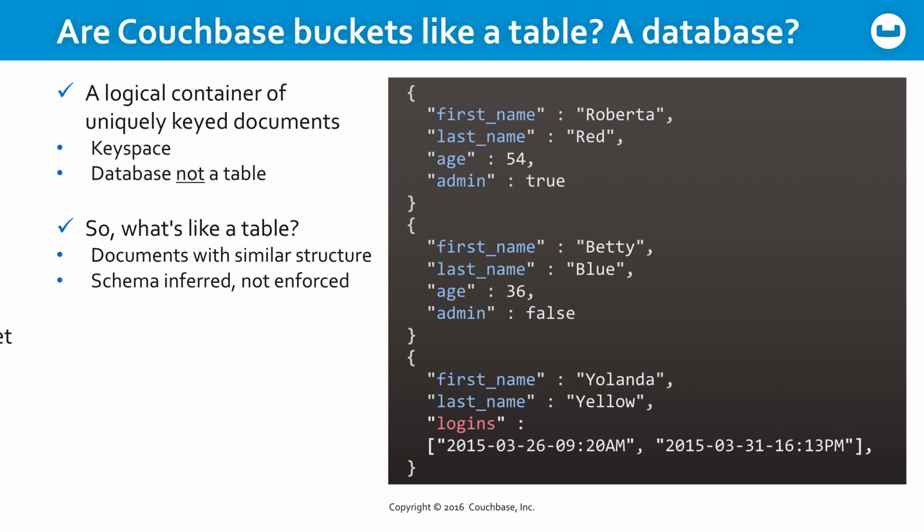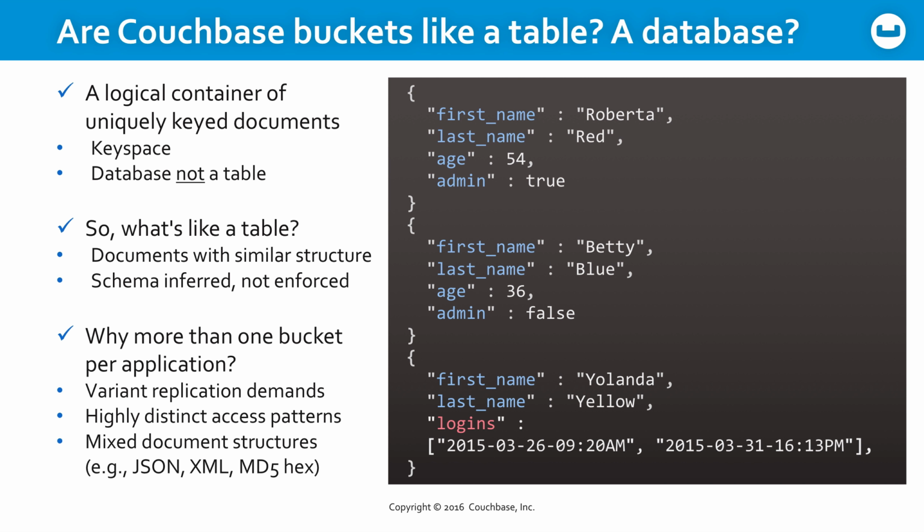So why might you ever use more than one bucket? Well, there are various reasons, but they have much to do with broader Couchbase features than your data model. So you may have variant replication demands for different types of documents, or perhaps highly distinct access patterns. Those might urge you to use different buckets. That's discussed further in other courses, such as our CB30 course. Or you might have mixed document structures, and you could have one bucket holding JSON, one holding XML.